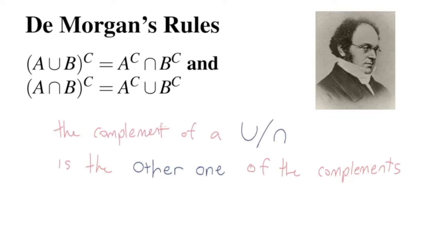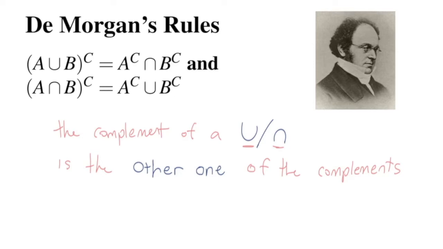Okay, so the complement of a union or intersection is the other one of the complements. What does that mean exactly? The complement of a union is the intersection of the complements. Or the complement of an intersection is the union of the complements. Whatever you plug in this slot here, if it's union or intersection, the opposite is going to be in this slot here. So this is really showing that the union and the intersection are the inverses of each other.